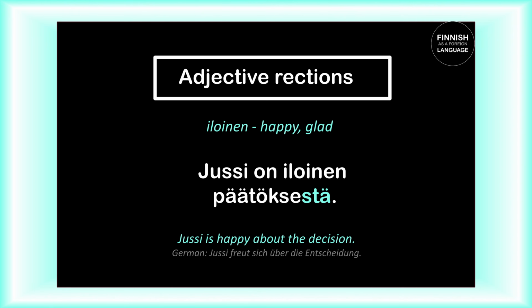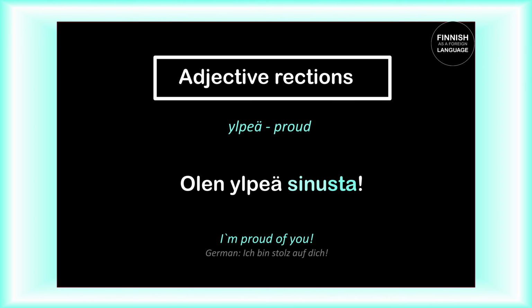So let's repeat. Jussi on iloinen päätöksestä. Jussi is happy about the decision. Let's do one more adjective. Ylpeä means proud. Here's one example. Olen ylpeä sinusta means I'm proud of you. Olen, I am. Ylpeä, proud. And sinusta here is the elative case of sinä, which means you. Olen ylpeä sinusta. I'm proud of you. Here we use the elative case because of the adjective ylpeä.